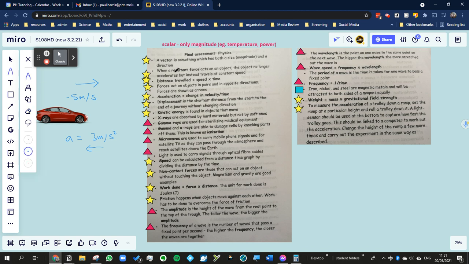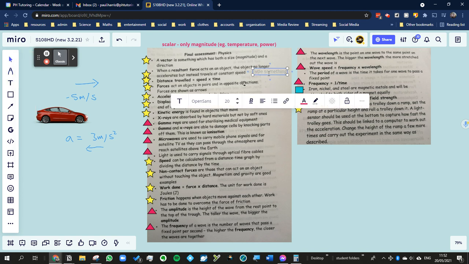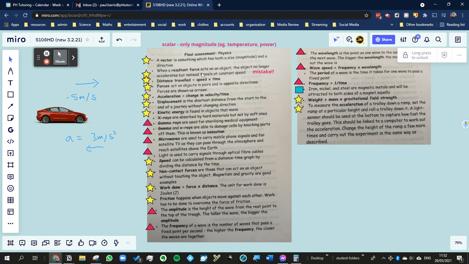When a resultant force acts on an object, the object no longer accelerates, but instead travels at... Oh, sorry. Hang on. Okay. That's wrong, isn't it? Okay, this is a mistake. That's really bad. I thought I was misreading it, but I'm going to write in big letters that this is a mistake. Not great, if you've got a revision list that actually has something that is wrong.